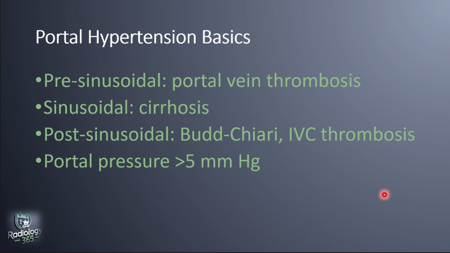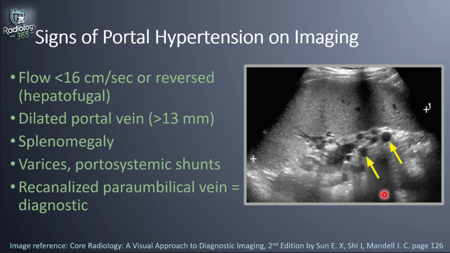And it could also be post-sinusoidal, and the classic post-sinusoidal cause is things like Budd-Chiari or inferior vena cava thrombosis. You technically have portal hypertension if the portal vein pressure is over 5 millimeters of mercury, though honestly we really rarely measure it directly. When the pressure gets too high, it can slow the blood flow within the portal vein to even below 16 centimeters per second, or it could even cause it to move in the reverse direction, and that reversed flow is called hepatofugal flow.